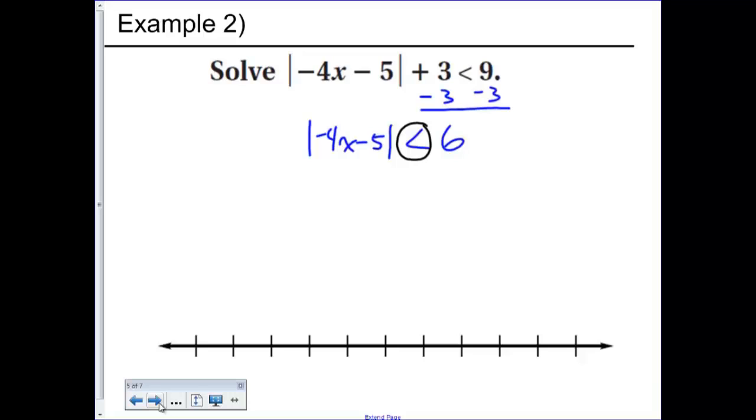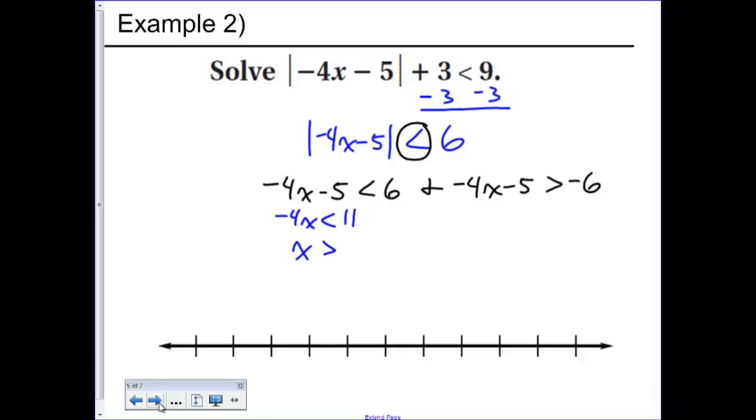Alright, so we're going to go ahead and solve this. Negative 4x minus 5 is less than 6, and negative 4x minus 5 is greater than negative 6. Don't forget to flip your sign over here, because you changed this side to a negative, so it's like multiplying by a negative on both sides of your inequality. Negative 4x is less than 11, x is going to be greater than negative 11/4, and the reason for the switch of the sign here is because we ended up dividing by the negative 4 on both sides.